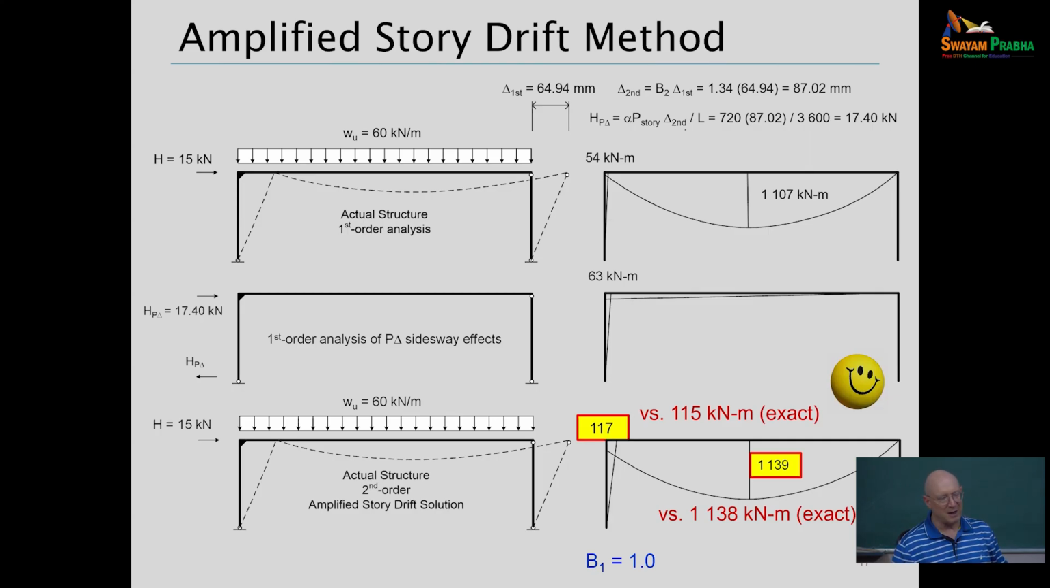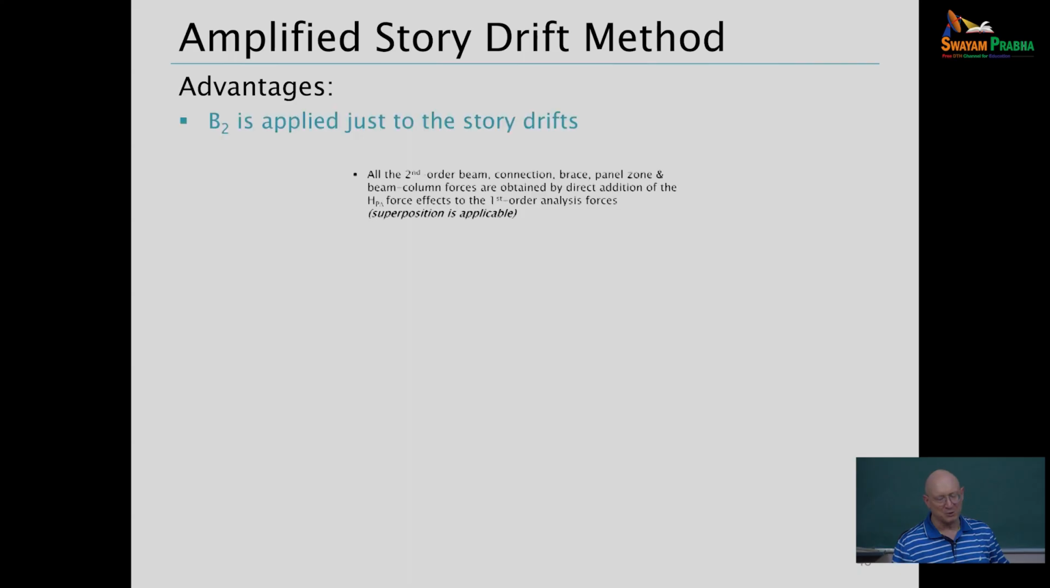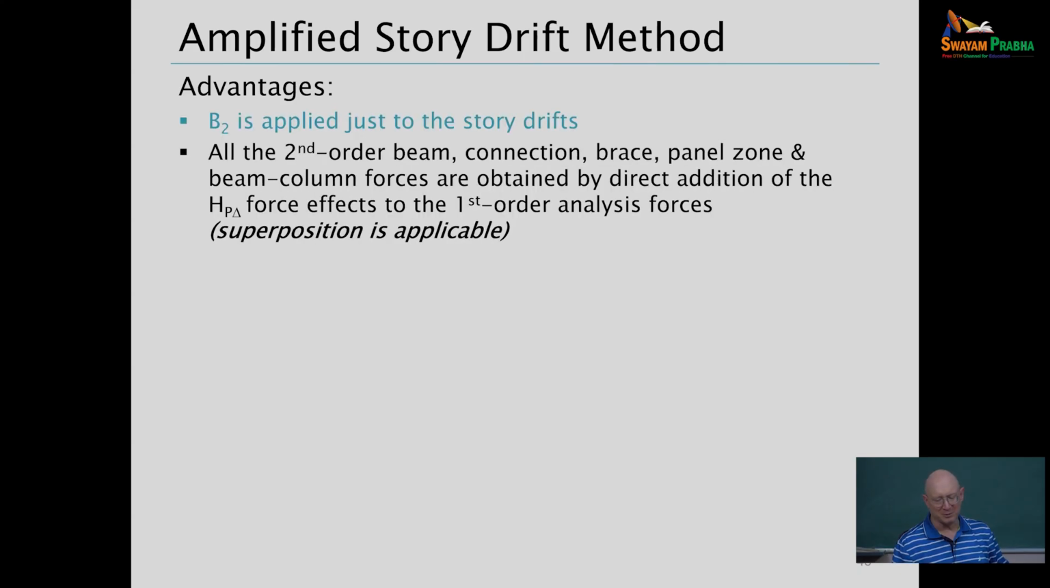And this is basically a non-iterative B P large delta analysis, if you are familiar with some of the things in the literature from that. So advantages: we're applying B2 just to the story drifts, nothing else. All the second order beam, connection, brace, panel zone, beam column forces are obtained by just doing these two first order analyses and superimposing, applying amplifiers.